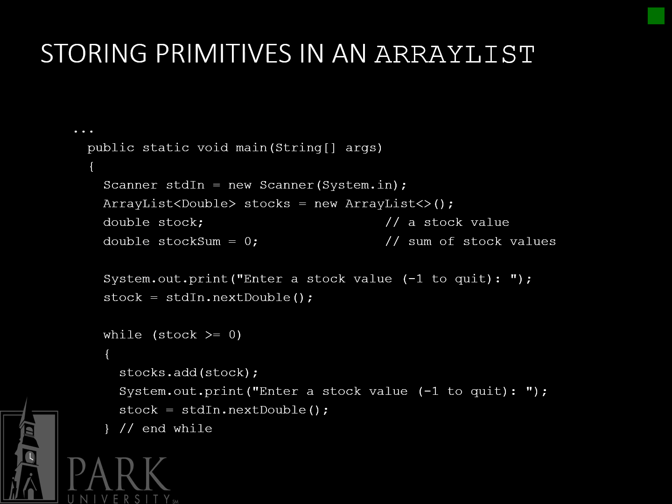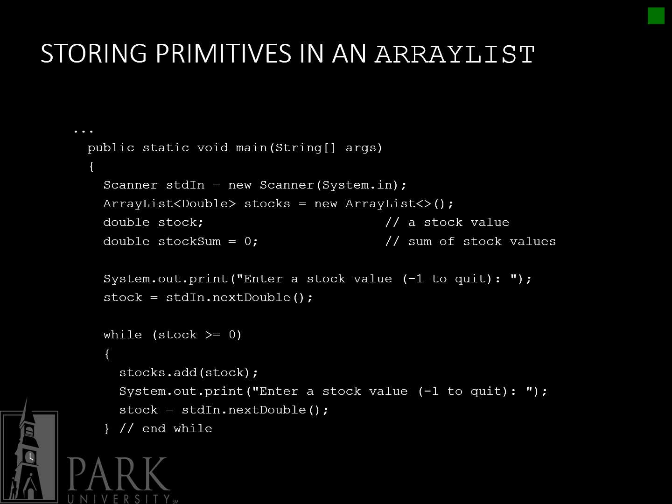The stock average program here reads int stock values and stores them in an array list. And after all the stocks are entered, the program calculates the average stock value. Why is an array list appropriate for calculating a stock average? Well, think about it. It's very easy to go through and add them all up and do an average. It's a great container for that.